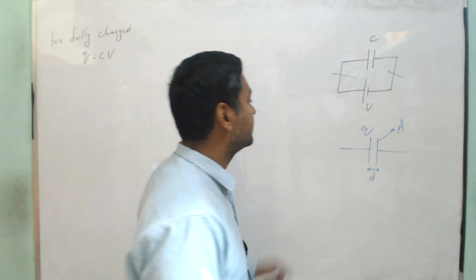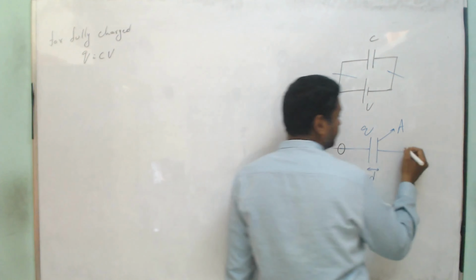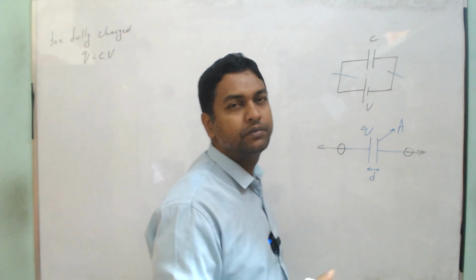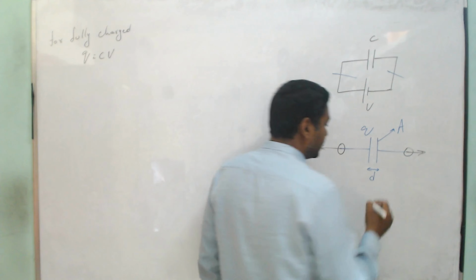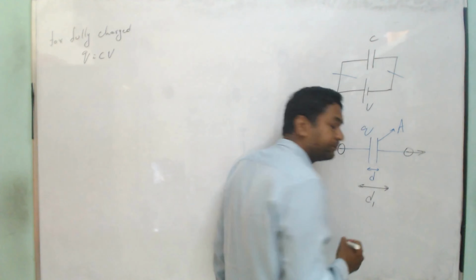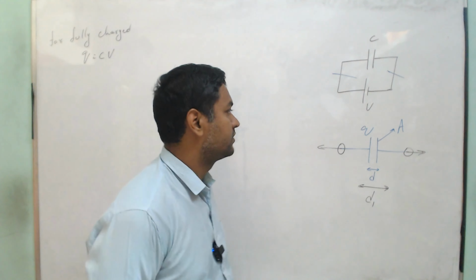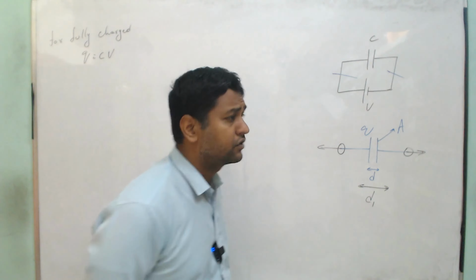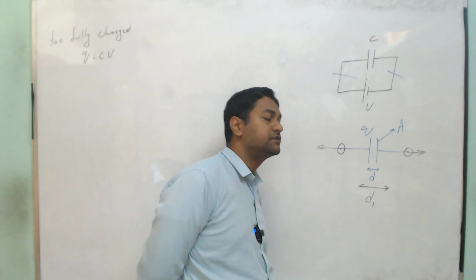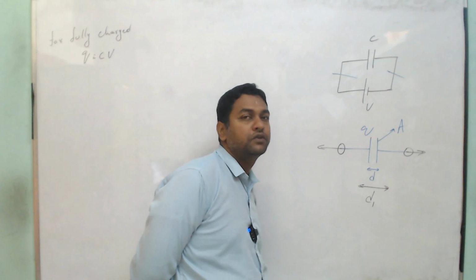Now what we are doing is we are pulling the plates from either side, and let us say I have changed the distance to D1. The area cannot change because the plate is already manufactured, but the distance between the plates is something that I can manage.